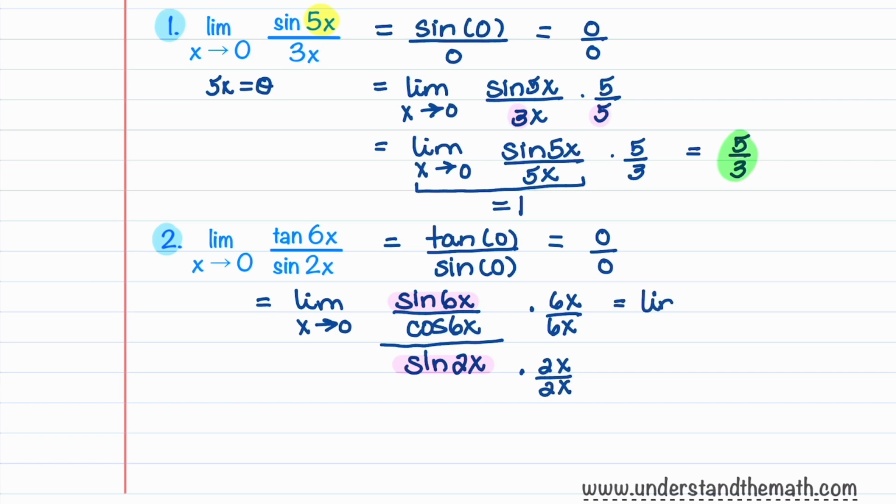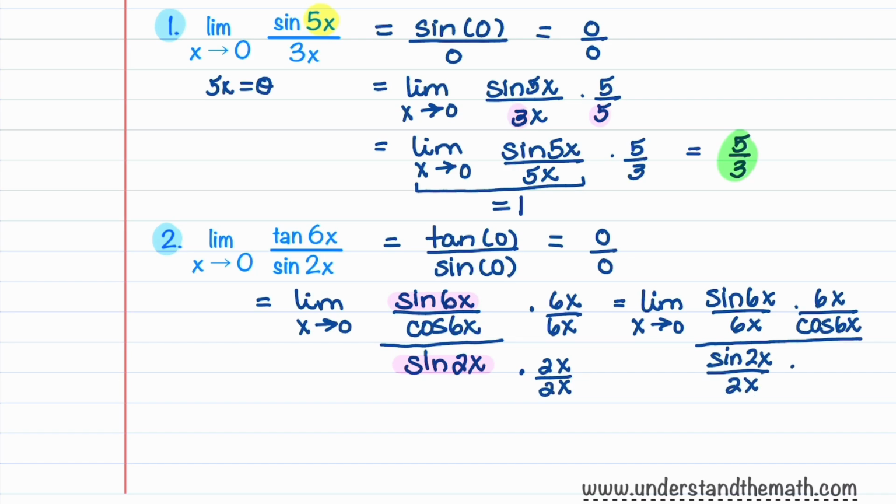This gives us the limit as x goes to 0 of sine 6x over 6x times 6x, all divided by cosine 6x. We're just changing around terms. And then in our denominator, we have sine 2x divided by 2x times 2x. This limit is going to go to 1, and this limit is going to go to 1. And then notice that our x's cancel out.